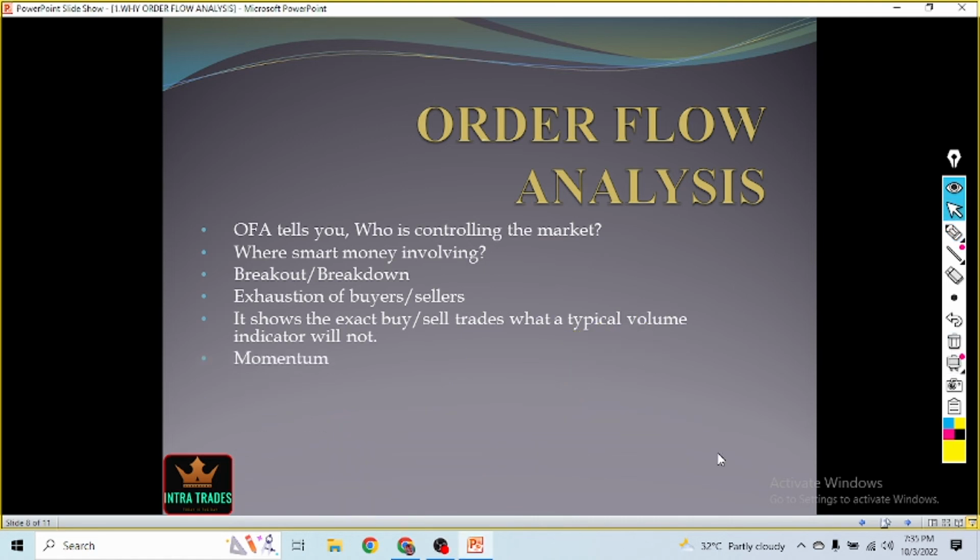You can find out whether there is momentum. You can find out exhaustion. I have explained it here itself, where stop hunting, which I explained in the smart money concept, and trapped buyers and sellers are also a kind of smart money concept only. So all these things you can get from order flow analysis in the form of numbers. You can use the numbers to plan your trades.